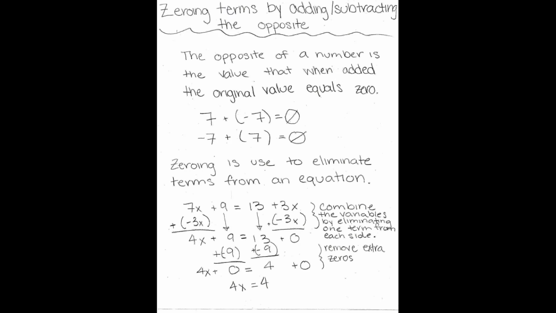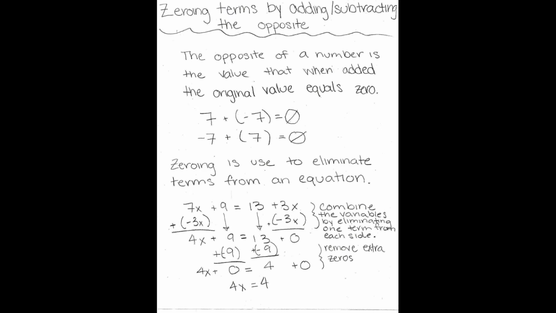Zeroing is used to eliminate terms from an equation. By eliminate, I do not mean just erase. I mean to mathematically simplify our expression when solving for a variable or rearranging an equation. We can use zeroing when we need to move a term from one side of the equal sign to the other. Below, I have the stated equation.